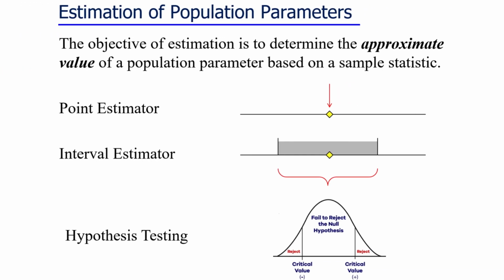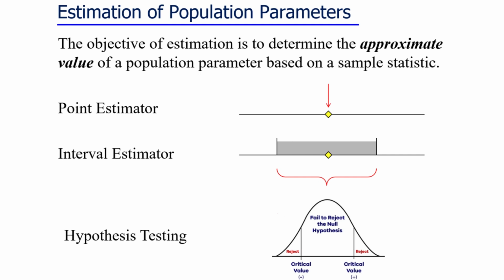3. Estimation. There are two main types of estimation: point estimation, using a single statistic, like x bar, to estimate a parameter, like mu; and interval estimation, using a range, called a confidence interval, within which the parameter is likely to fall. 4. Hypothesis testing. We use sample data to test assumptions or claims about population parameters. For example, we might test whether the population mean is equal to a certain value.